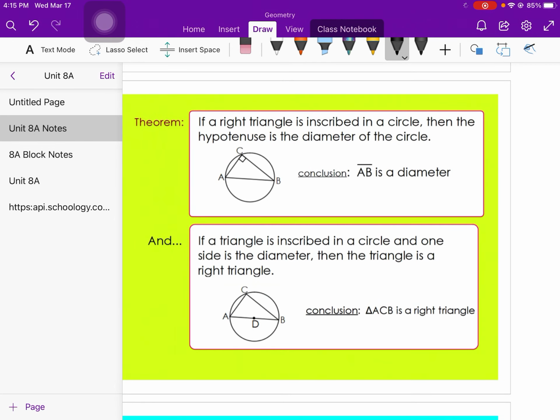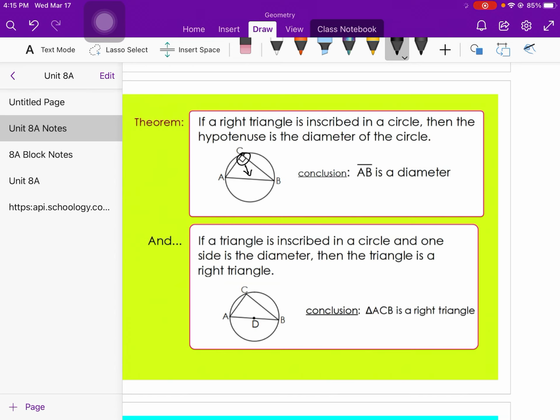And then a couple more theorems that go along with this. If a right triangle is inscribed in a circle, then the hypotenuse is the diameter of the circle. Now the reason for this is because if that's 90 degrees, that would make this go 180, forming half of a circle, and also making that a diameter, because the intercepted arc would be 2 times 90, which would be 180.